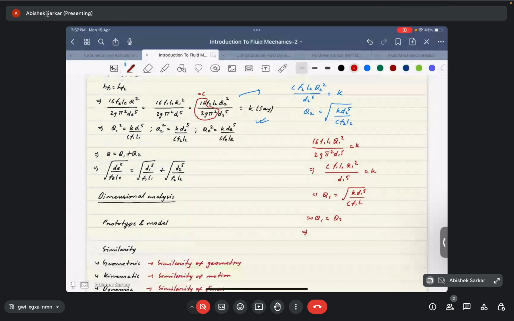This would basically mean square root of k d1 to the power 5 c f1 l1 equal to square root of k d2 to the power 5 c f2 l2. Now since k and c are constants, we can cancel out this term, so we will be left with square root of d1 to the power 5 by f1 l1 is equal to square root of d2 to the power 5 by f2 l2.